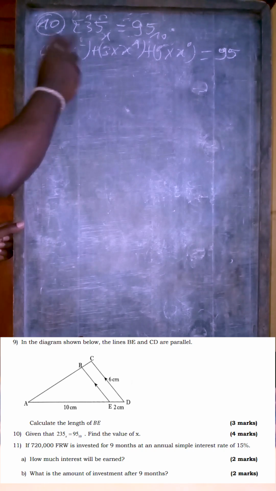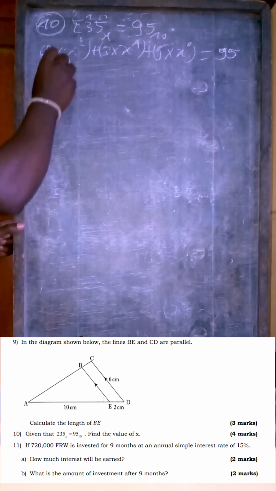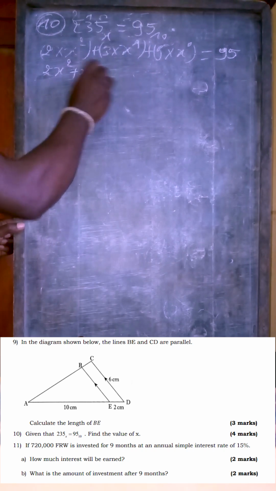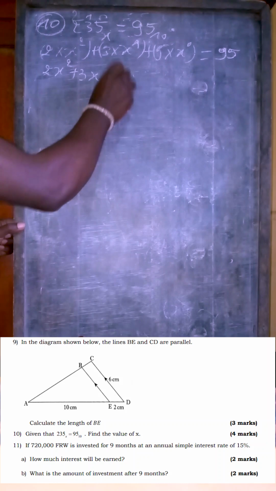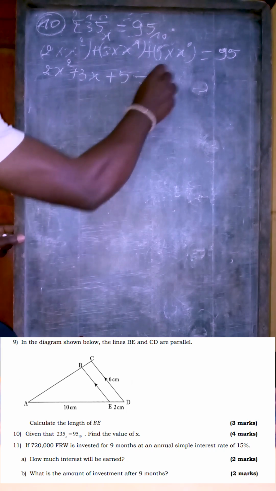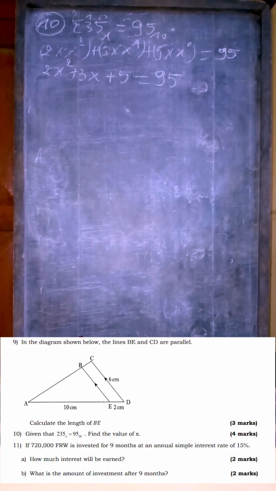And 2 times x squared is 2x squared, plus 3 times x power 1, it is 3x only, plus 5 times x power 0, it is 5 only, because any variable or any number power 0 is 1. This is equal to 95, and then let us solve everything.